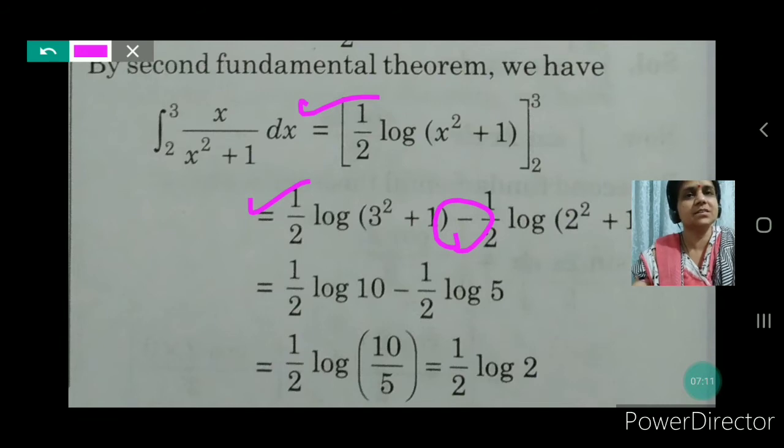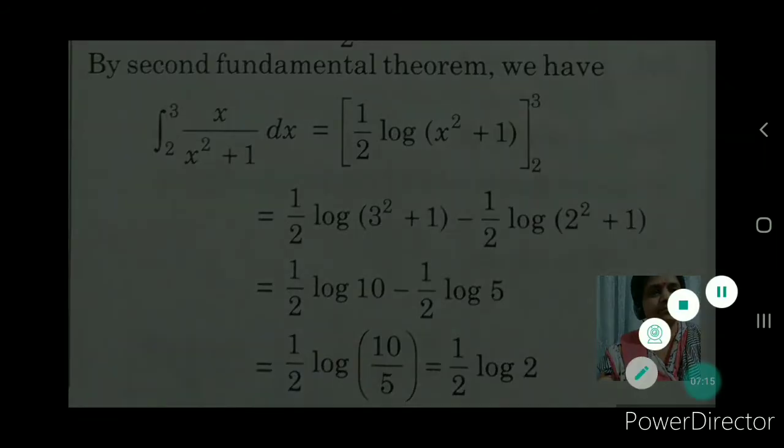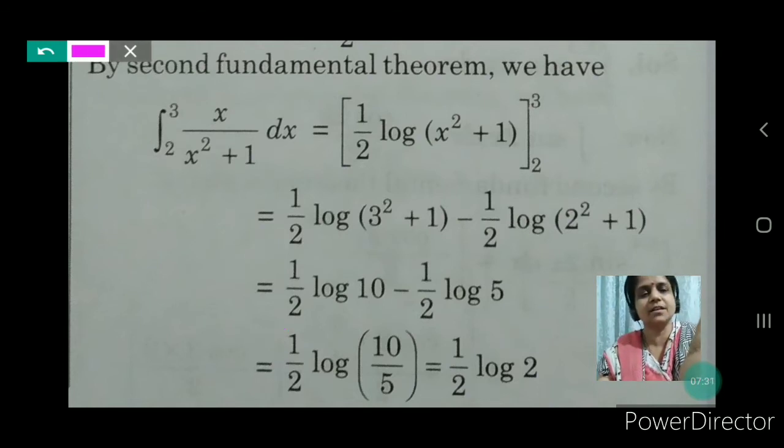Okay, means write 2 in place of x and solve it. You will get 1 by 2 log 10 minus 1 by 2 log 5. Okay, 1 by 2 take common and divide log 10 by 5. So you will get 1 by 2 log 2. It is the final answer.